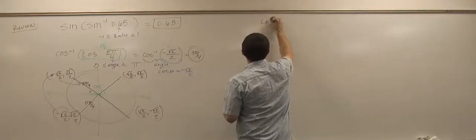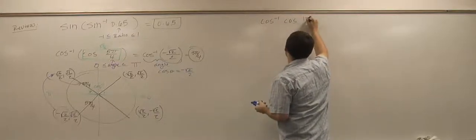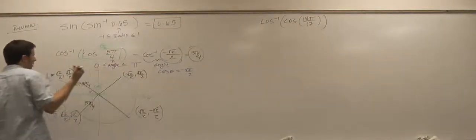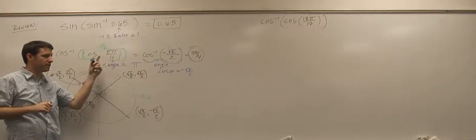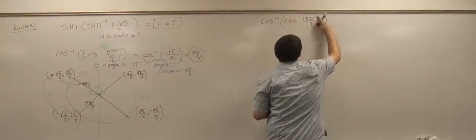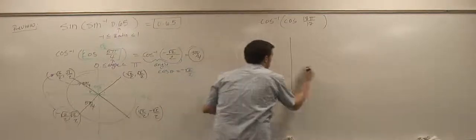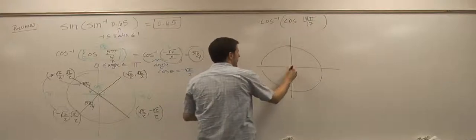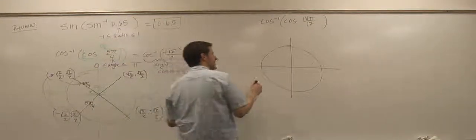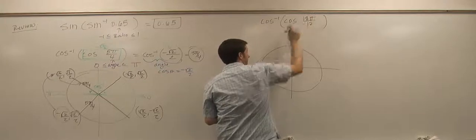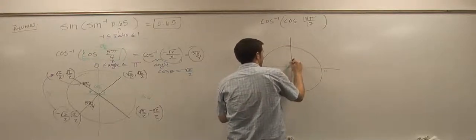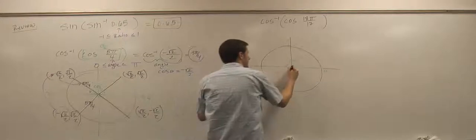So the other one I gave you, cos inverse of cos of 18 pi over 17. This is the same idea, but I didn't give you an angle that you know the cosine of. Right? I gave you some random angle. Let me put one more set of parentheses. So, here's my diagram. 18 pi over 17, what quadrant does that land in? 5th quadrant? No. So it lands in 3rd quadrant, right? It's a little bit over pi. Right, pi is right here. 18 pi over 17 is a little bit more. So 18 pi over 17 lands just past pi.